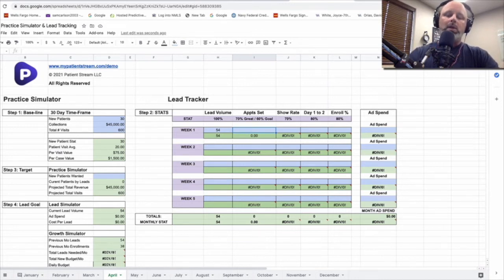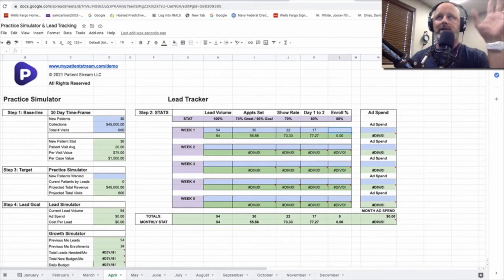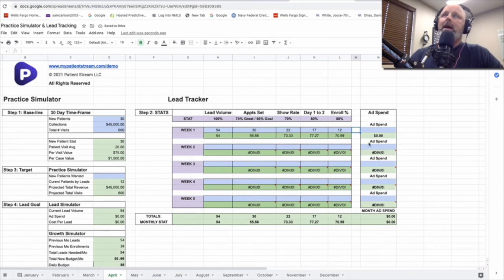Of those 54 leads, we got 30 people to set appointments. Okay. Of the 30 appointments that we set, we got 22. We'll start throwing some odd numbers in here. 22 to actually show up for their appointments. And then for the people who showed up, let's say we advanced 17. We advanced 17 from day 1 into day 2. And then of the 17 who went through all of your exams, consultations, all that kind of stuff, we're going to say we enrolled 12. All right. So this is our first data point.